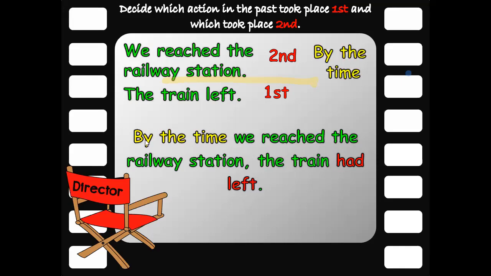أنا ممكن I can remove by the time and use before. I can say before we reached the railway station, the train had left. Both are right. طيب.